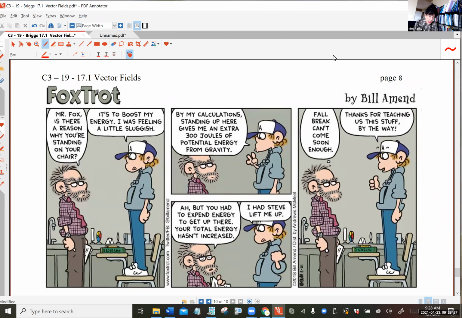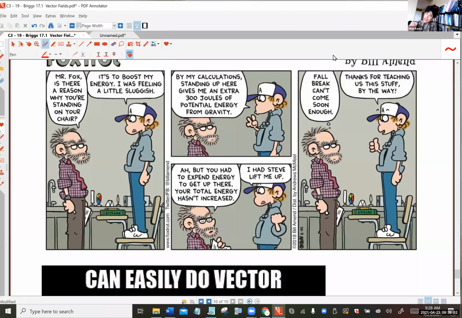Mr. Fox, is there a reason why you're standing on your chair? It's to boost my energy. I was feeling a little sluggish. We're talking about potential energy here. Remember I told you the books on my top shelf have more potential energy than the books on the bottom of my bookshelf. This is the idea that the kid is doing. And then the kid says, hey, by my calculations, standing up here gives me an extra 300 joules of potential energy from gravity. And then the teacher says, but you had to expend energy to get up there. So your total energy hasn't increased. And then the kid says, well, I had Steve lift me up.